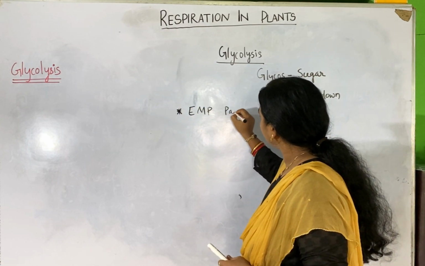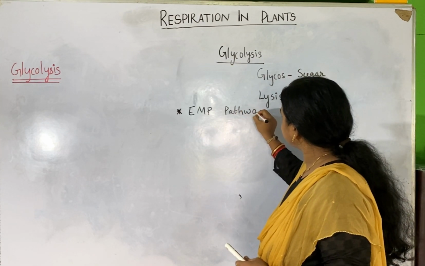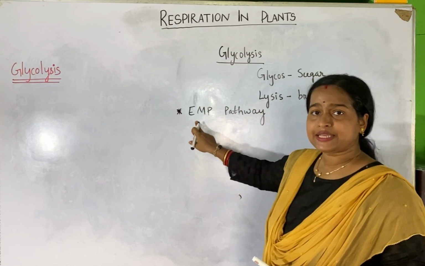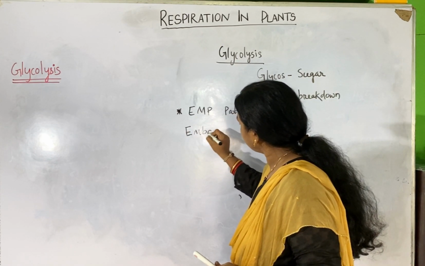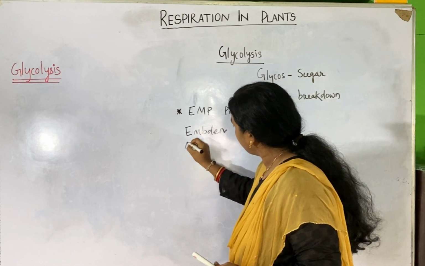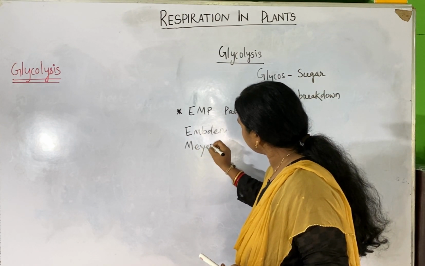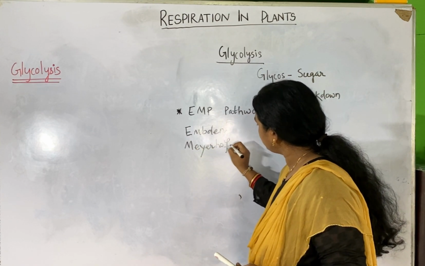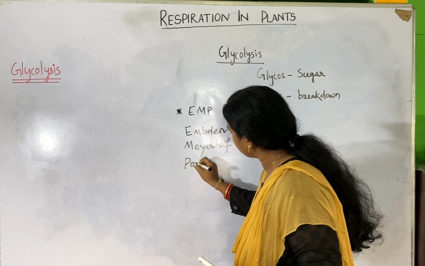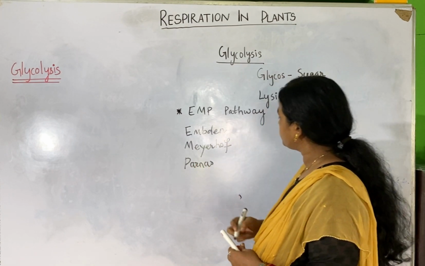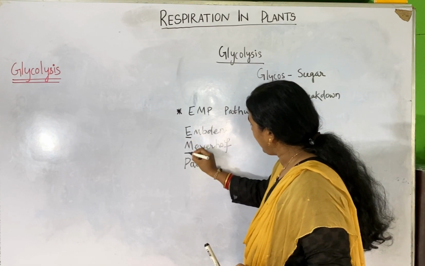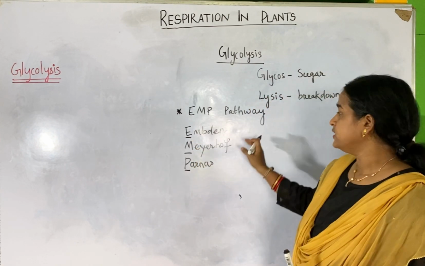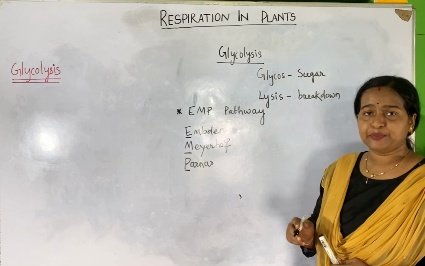EMP pathway, and it is named after three scientists: Emden, Meyerhoff, and Parnas. So glycolysis is named after EMP, three scientists. That's why it is also called the EMP pathway.